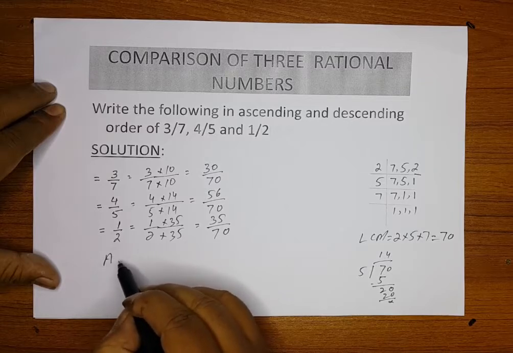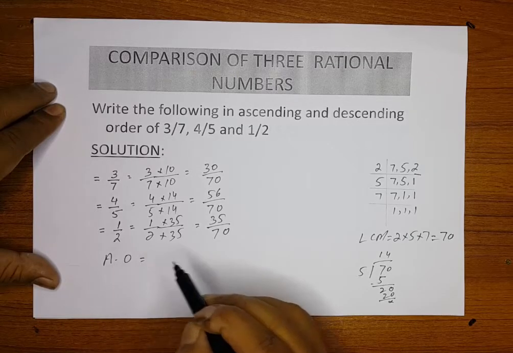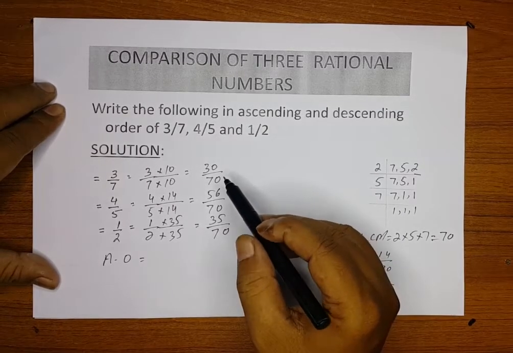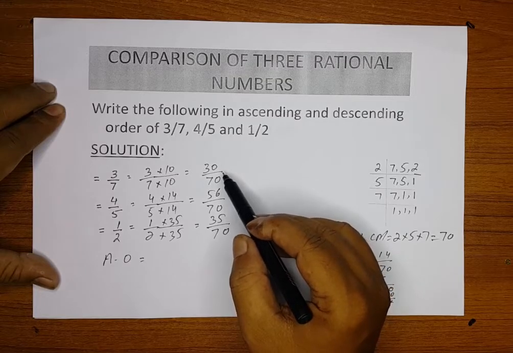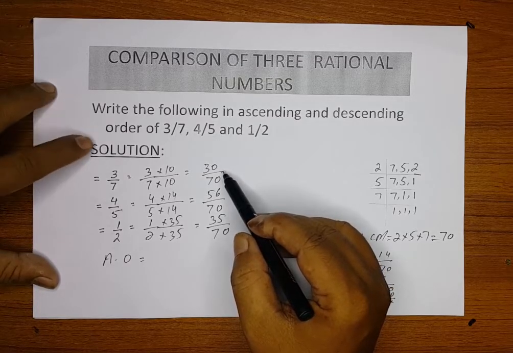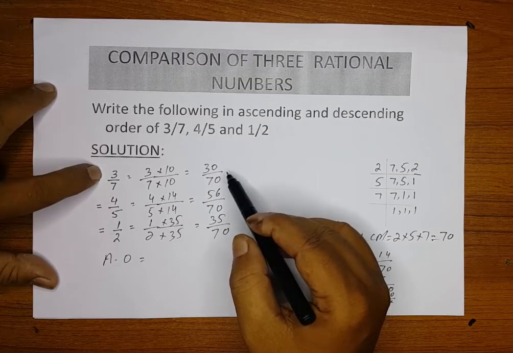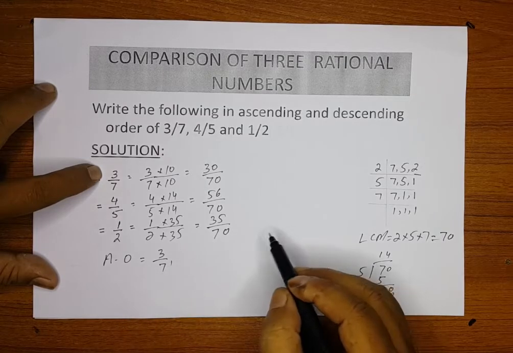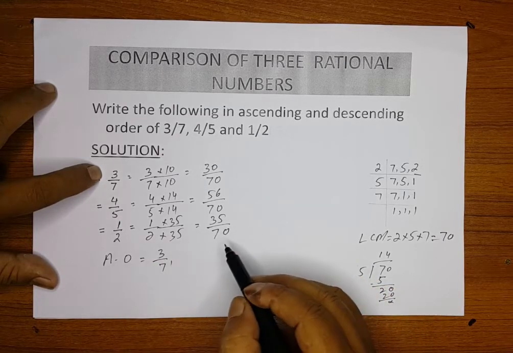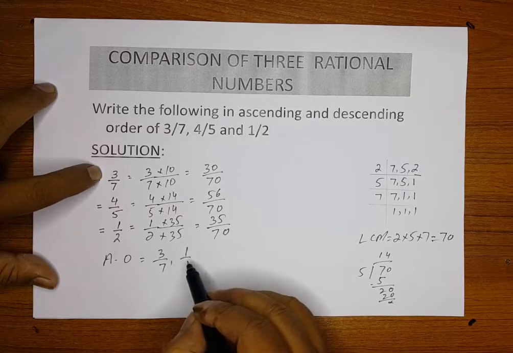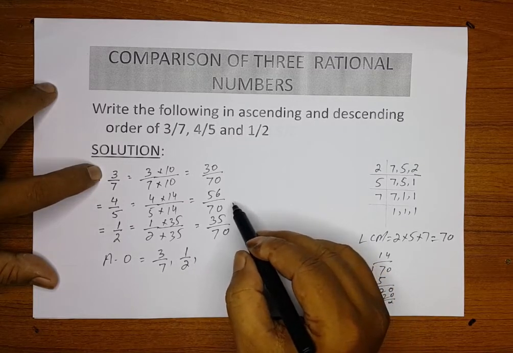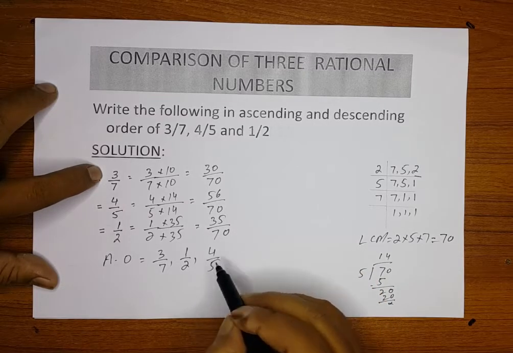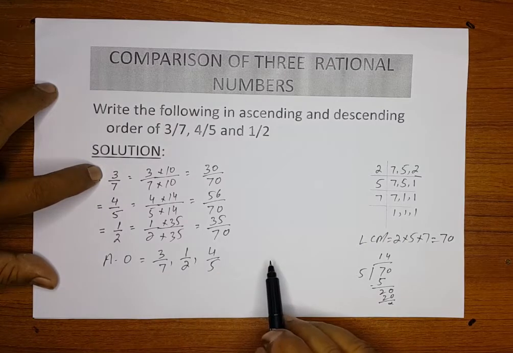Now come to ascending order. Ascending order is smaller to bigger. Our smaller number is, watch here, 30. This rational number is smallest. So we will write this one, 3 upon 7. Then 35. Original rational number is 1 upon 2. Then 56. That original is 4 upon 5. So this is our ascending order.